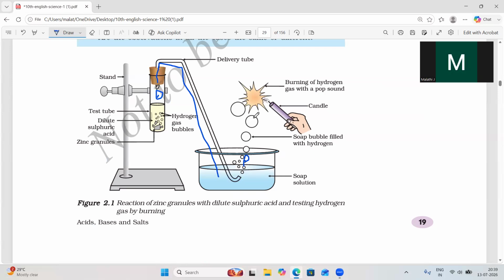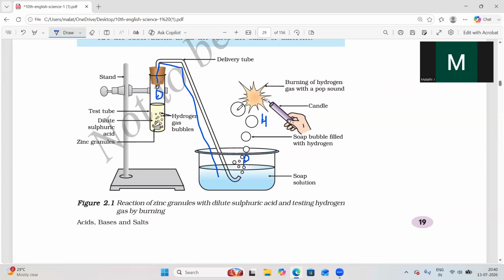When you touch these bubbles with a candle, what will happen? This hydrogen gas will burn with a pop sound. Other gases won't give a pop sound when they catch fire. So you can know that the bubbles are filled with hydrogen gas. These bubbles contain hydrogen gas. When you give a fire, they will burst. It will catch fire and burn with a pop sound.